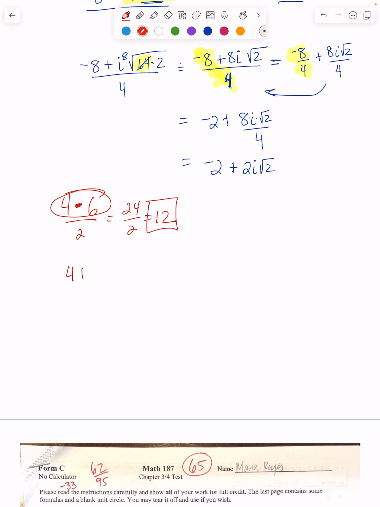Now, if that was 4 plus 6 divided by 2, that's entirely different. That would have to be 4 over 2 plus 6 over 2, and I would divide both of those terms by 2. But this is one term. That's 4 times 6, period. So hopefully I answered your question in regards to that.